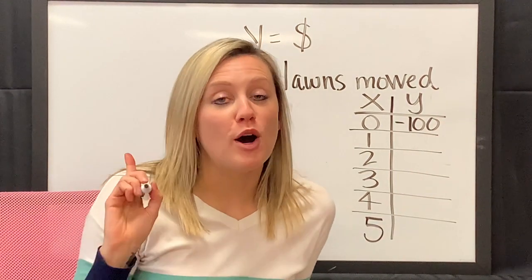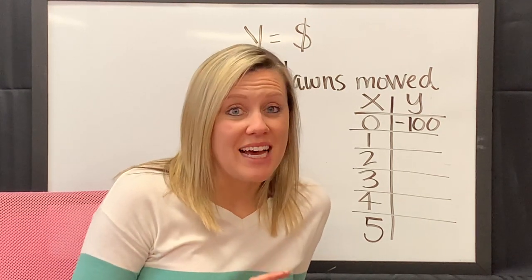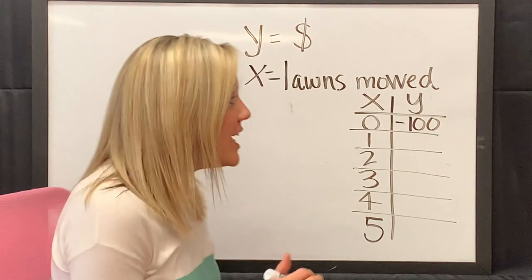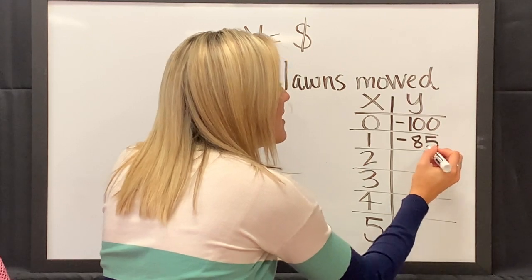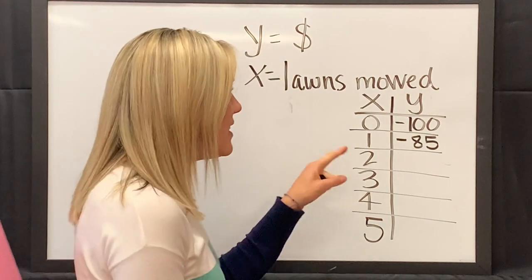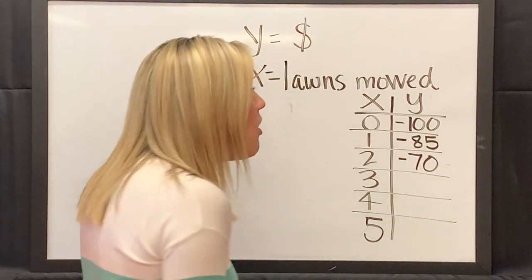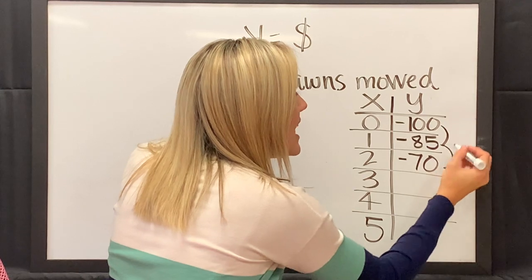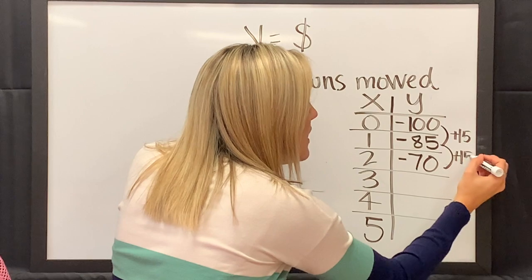Now, if I mow one lawn, I make $15. But if I put that towards my debt, unfortunately, I am still in debt, but not quite as much. Now I'm only in debt $85. Okay, I'm gonna mow another lawn because I really want to get out of debt. This time I am gonna be in debt $70. All I'm doing here is I'm adding 15 for each of these because that is how much money I am making mowing these lawns. Plus 15, plus 15.